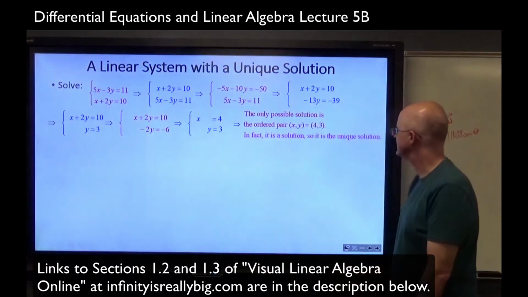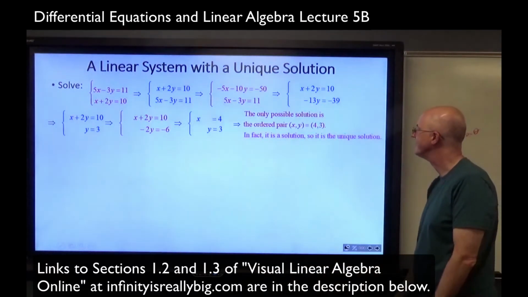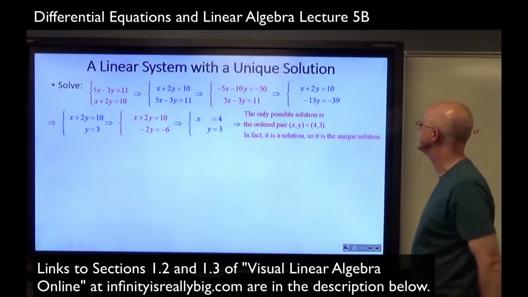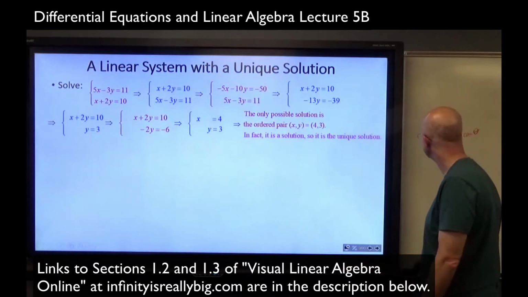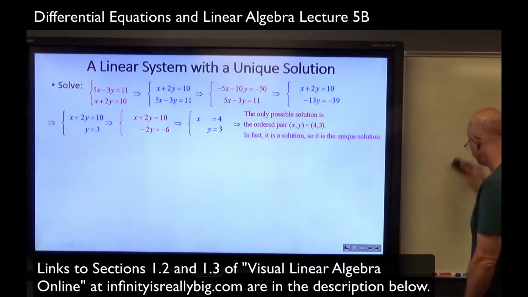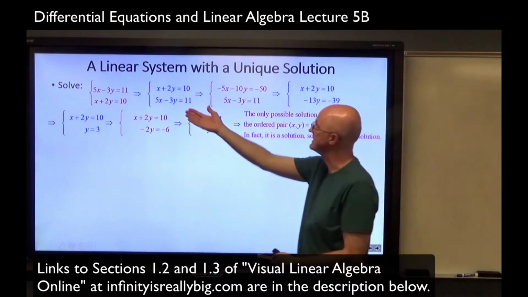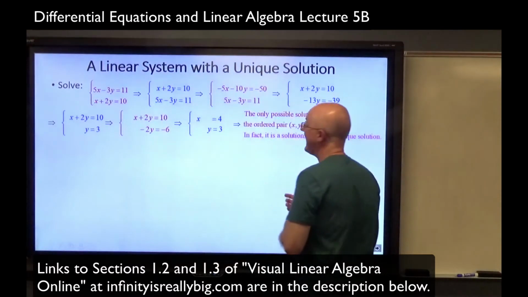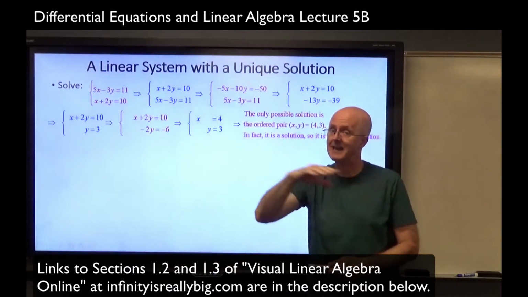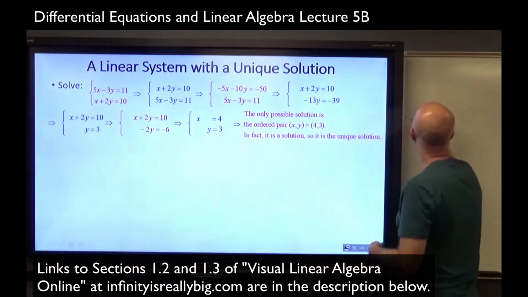The only possible solution is the ordered pair (4, 3). In fact, it is a solution. You can check, so it is, in fact, a unique solution. How do you check it? You just go back to the original system and plug the numbers in, and see that left-hand side equals right-hand side for both equations.